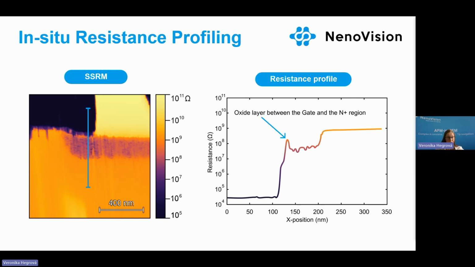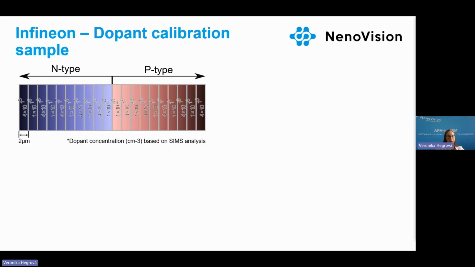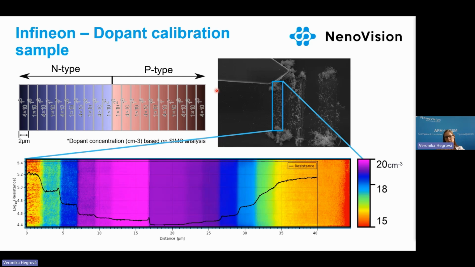For the calibration, we are using different calibration standards. For silicon, we use the Infineon dopant calibration sample. And this sample has N-type and P-type stripes of different concentrations. So when we analyze such a sample with our probe, we get the curve, we get the understanding between the dopant concentration, which is known for the sample, and calibrate our resistance data on the sample.